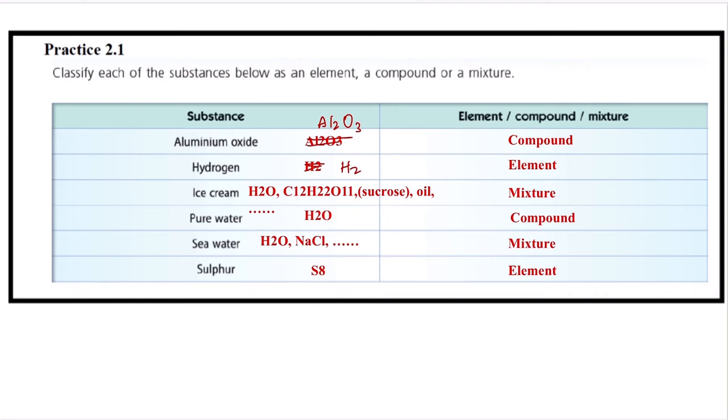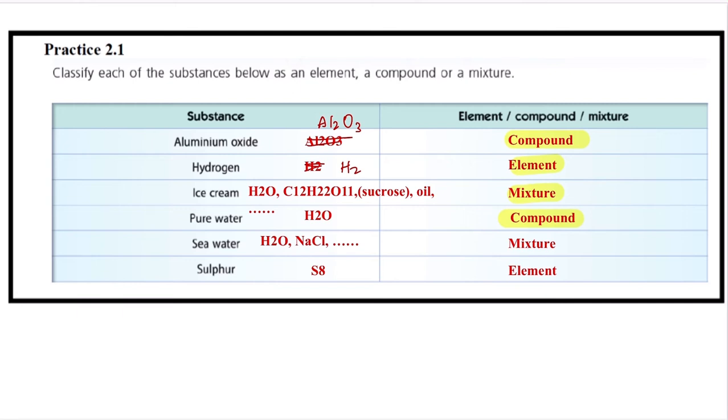So here Al2O3, aluminum oxide, is composed of aluminum and also oxygen chemically combined together, so it is a compound. Hydrogen has only hydrogen atoms inside, so it is an element. Ice cream has many things because it has proteins, water, and milk, so it is already a mixture. For ice cream, it is a more complex mixture, okay? And pure water, H2O, should be a compound.